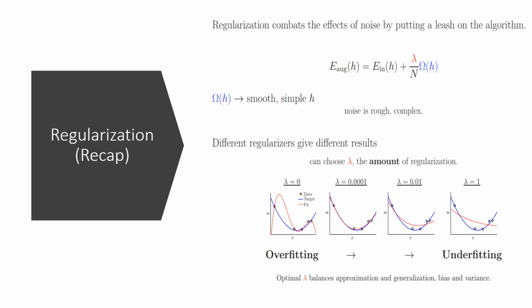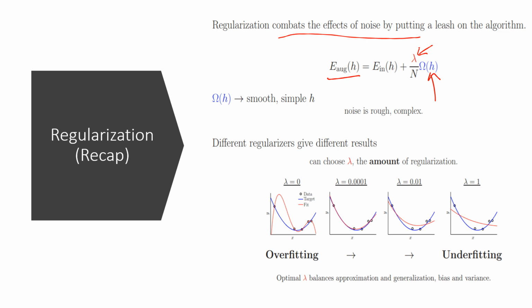As I said, regularization combats the effect of noise because noise is always there. Basically, regularization puts a brake on our algorithm going astray, being led astray by noise. So instead of minimizing E in only, we minimize this augmented error, if you remember, which has a regularization parameter, lambda, and then it has this regularizer. It has two important components, and lambda is up to us, how high or low we want to choose, based on a lot of factors, of course.